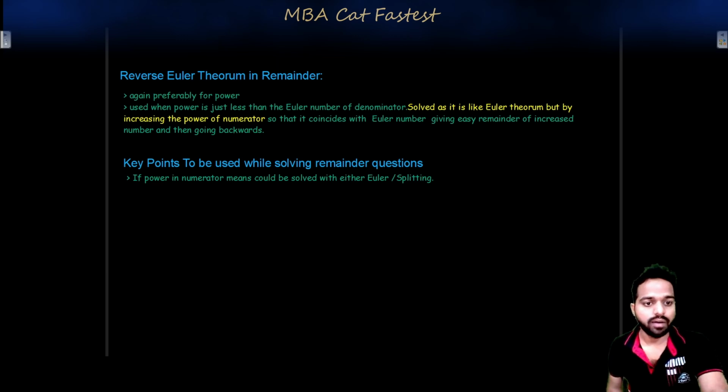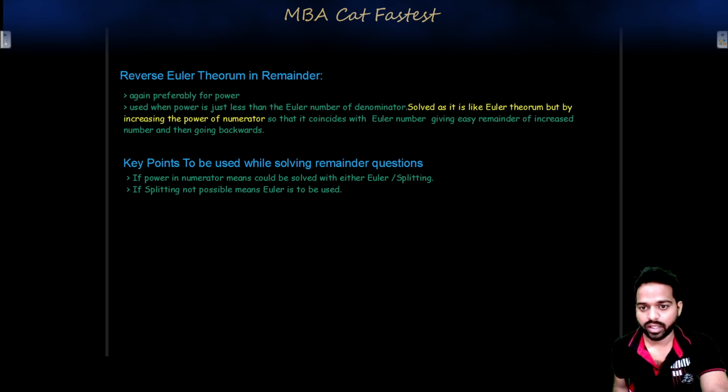Okay. Now, key points to be used while solving the remainder questions. First one is, if there is a power in the numerator, it could be solved by either Euler or splitting, any one of the methods you would be using. If splitting is not possible, Euler is to be used. Let me explain again what I am trying to say here. Let's say x by 36 is there and raised to the power of 36. Then you know this could easily be solved by Euler 36. Here you individually divide x by 36, and Euler of 36 would be some value which will definitely be lesser than 36. So the power will be diminished.